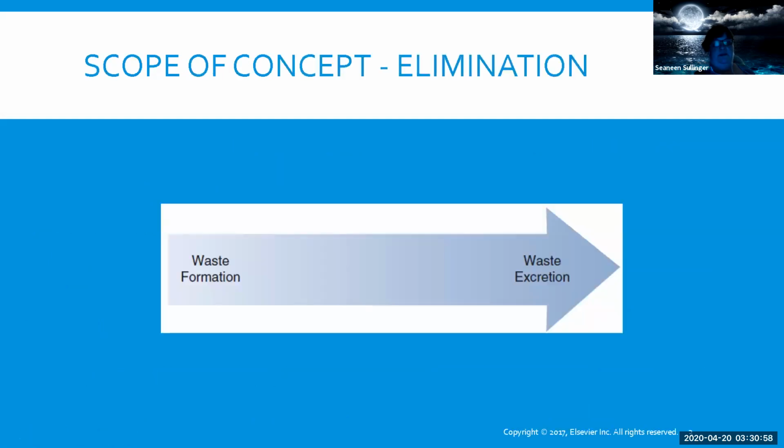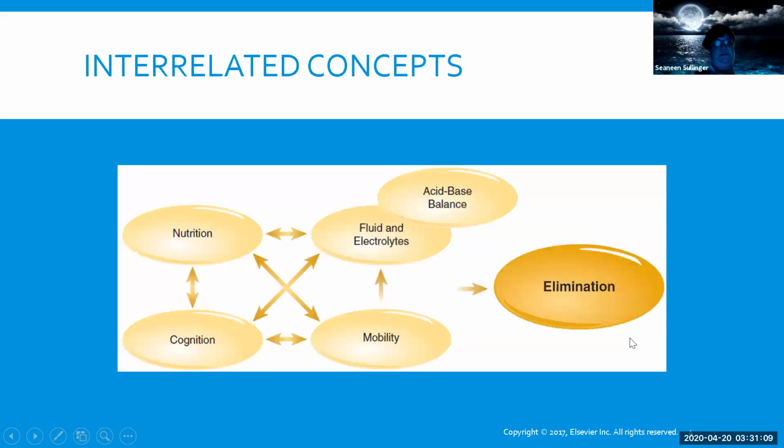So the concept of elimination that we're looking at is waste formation in the form of urine or stool, and then moving to waste excretion. Interrelated concepts to elimination, we're looking at nutrition, fluid and electrolytes, mobility, cognition, and oftentimes acid-base balance.